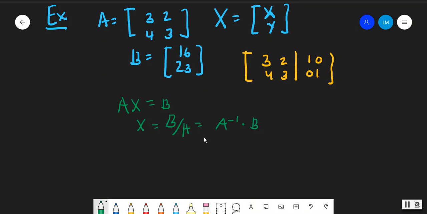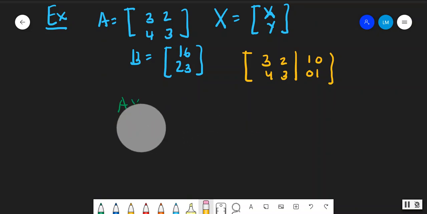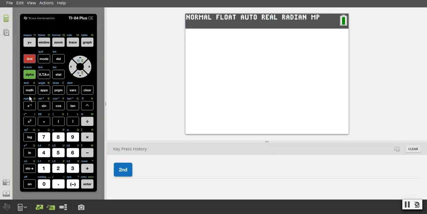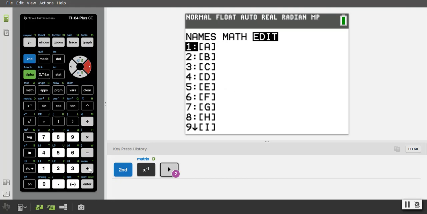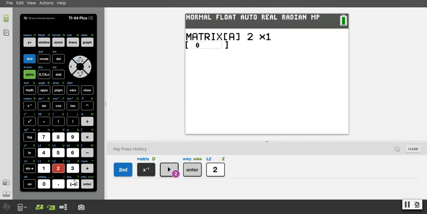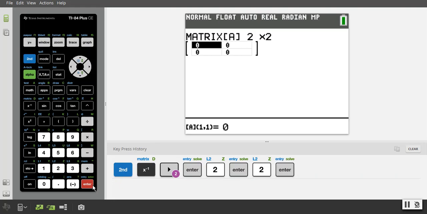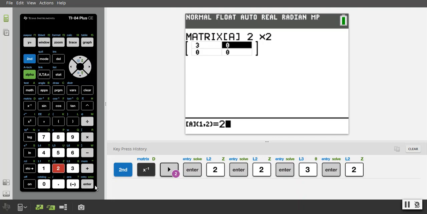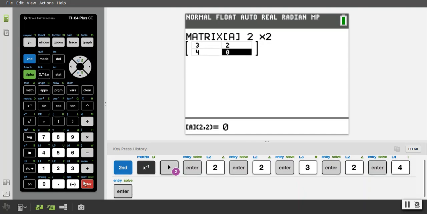Technically this is not correct, but symbolically that's the way the calculator makes it look. We can actually just multiply A inverse by taking A, raising it to the negative 1, and then multiplying by b. Let's actually do that. So we're going to go to second matrix, go to edit, and call this 2 comma 2, or 2 by 2. So that's 3, and that's a 2, 4, and then 3.